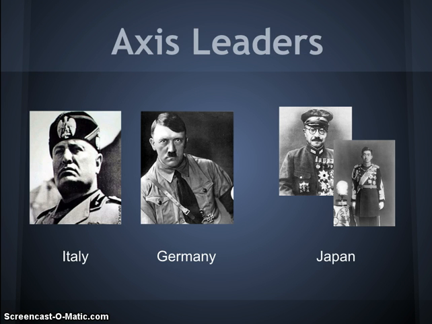Here are the Axis leaders. On the left is Benito Mussolini, who was the fascist dictator of Italy. In the middle is Adolf Hitler, who was the dictator of Germany. On the right is Hideki Tojo, who was the Prime Minister of Japan and the General of the Imperial Japanese Military.